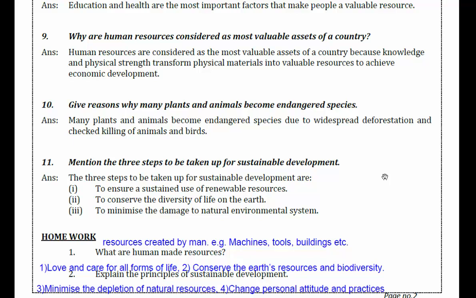Question number 11. All right. So love and care for all life forms, that should be the first principle. Conserve the earth's resources and biodiversity. Minimize the depletion of natural resources. And the fourth one is to change personal attitude and practices towards the environment. Do you understand? Okay. So these are the principles of sustainable development. Don't forget it. All right.